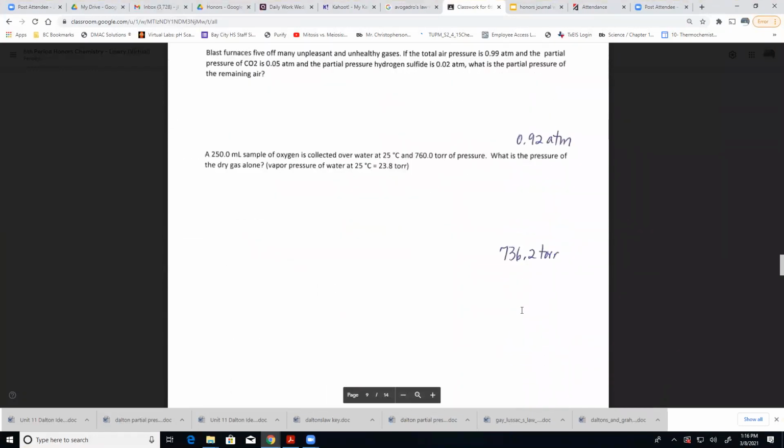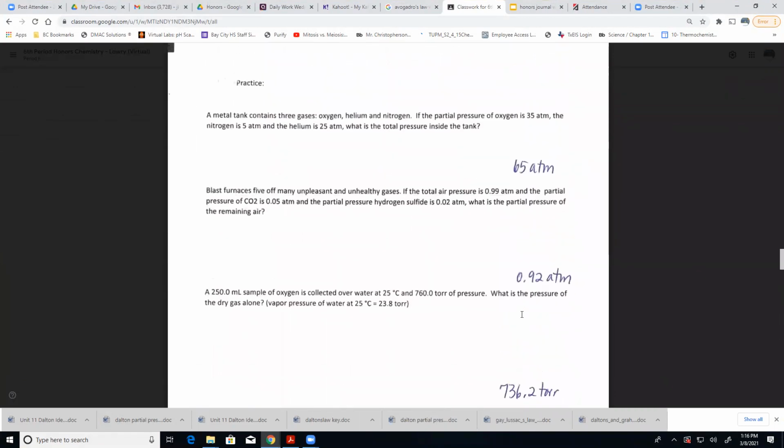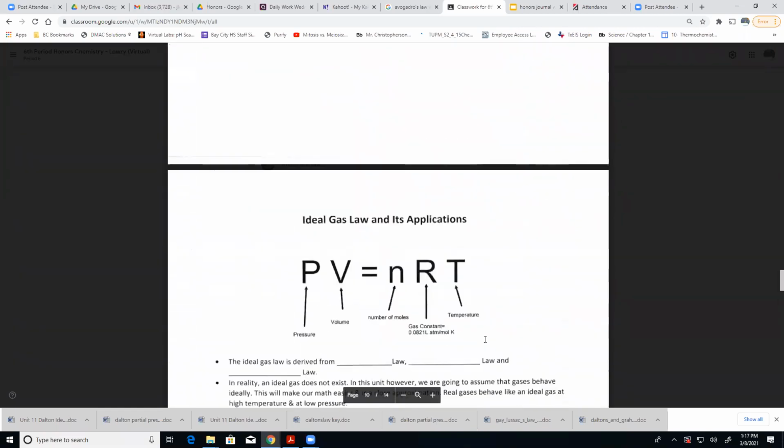All right. So you can put these down if you want to. The first two are just basic Dalton partial pressures, like we did last week, where P total is equal to P1 plus P2 plus P3. This third one here is like what we did just now. So if you want to see if you can do it and get that answer, then there you go. But you won't see one like the third one on a quiz or a test.